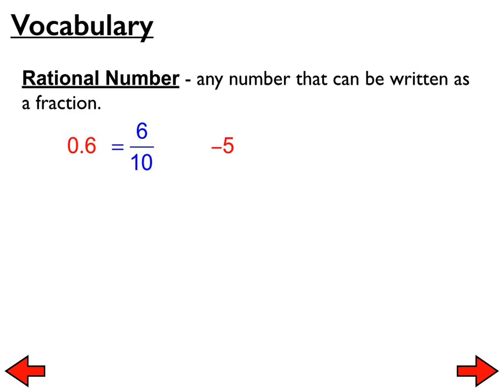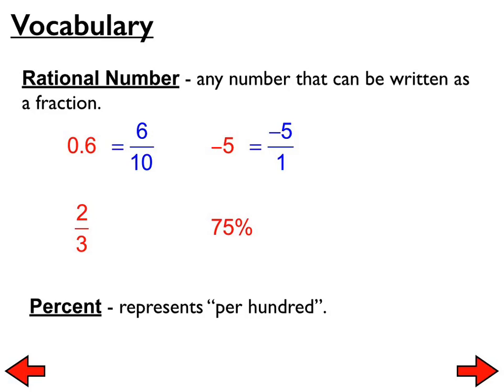-5 can be written as a fraction. That's a rational number. -5 over 1. See, I've written it as a fraction, therefore it's a rational number. And yes, you should be writing down these examples. 2/3 is a rational number. It's already written as a fraction. 75% is a rational number. By the way, how do you write 75% as a fraction? 3/4. It's 3/4. 75 over 100, which simplifies to 3/4. Okay, next, percent can be defined as something that represents per 100.